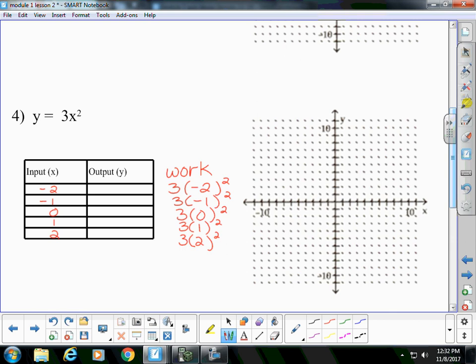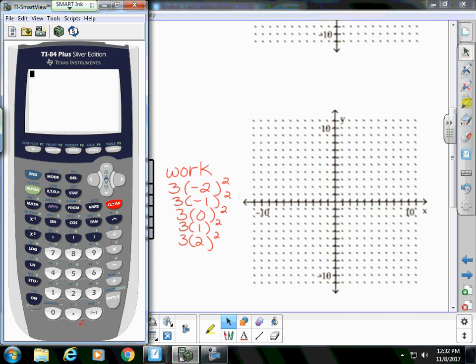Okay, so I'm going to grab my calculator, and I'm going to start filling in. So 3 times -2, and then squared, equals. First answer is 12. 3 times -1, and then squared. And that one's 3. 3 times 0 is 0. Even though it's being squared, 0 squared is still 0. So that one's going to come out to 0.